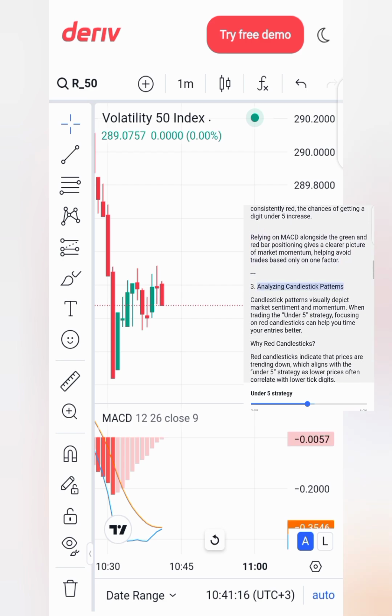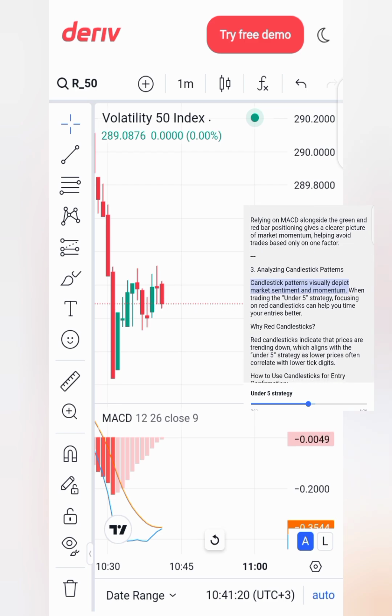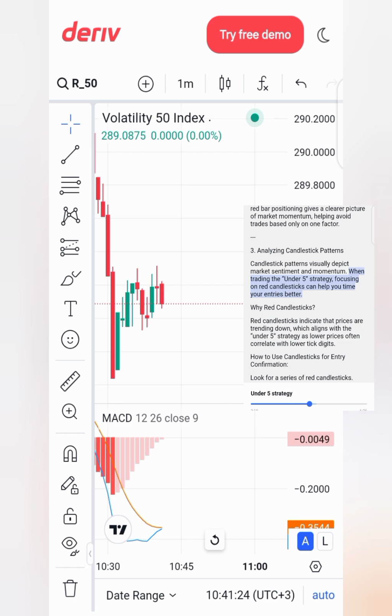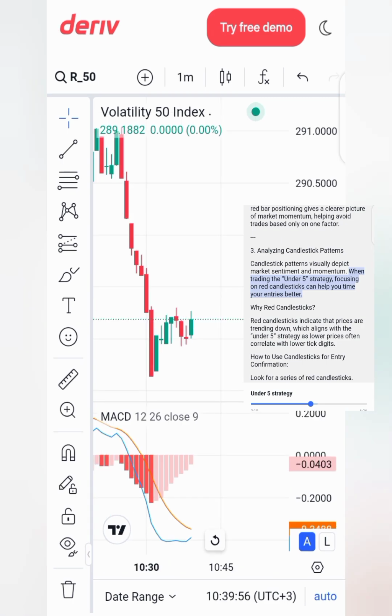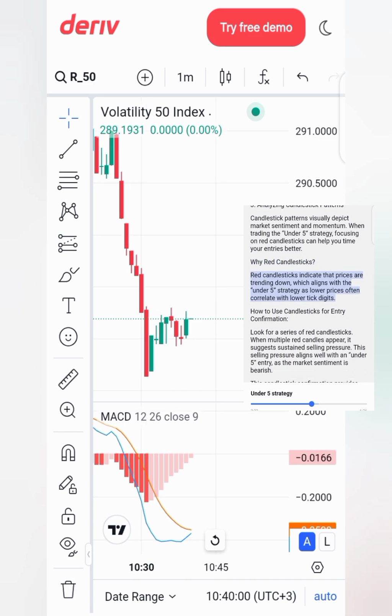3. Analyzing candlestick patterns. Candlestick patterns visually depict market sentiment and momentum. When trading the under 5 strategy, focusing on red candlesticks can help you time your entries better. Why red candlesticks? Red candlesticks indicate that prices are trending down, which aligns with the under 5 strategy, as lower prices often correlate with lower tick digits.